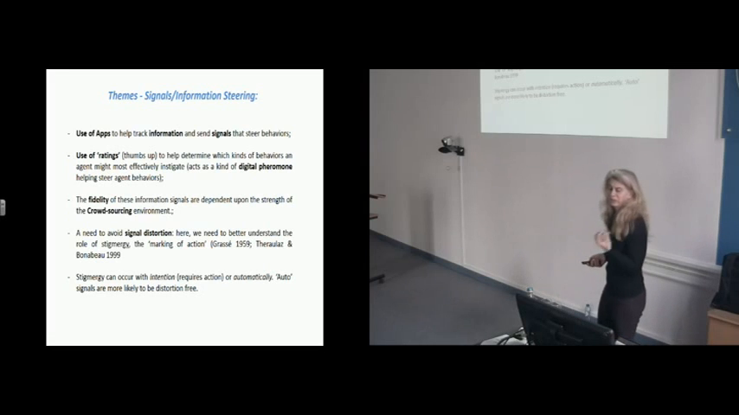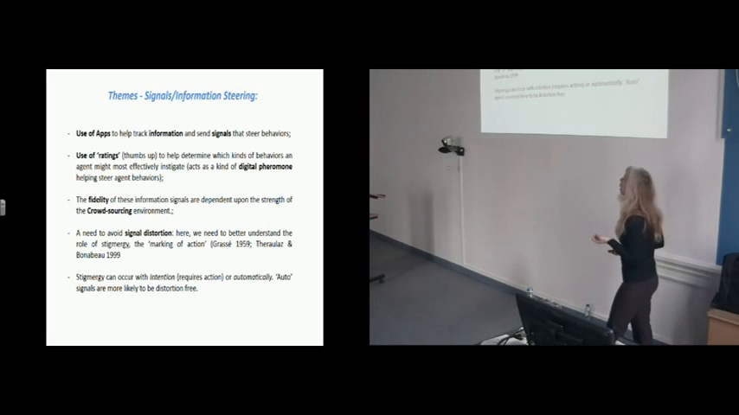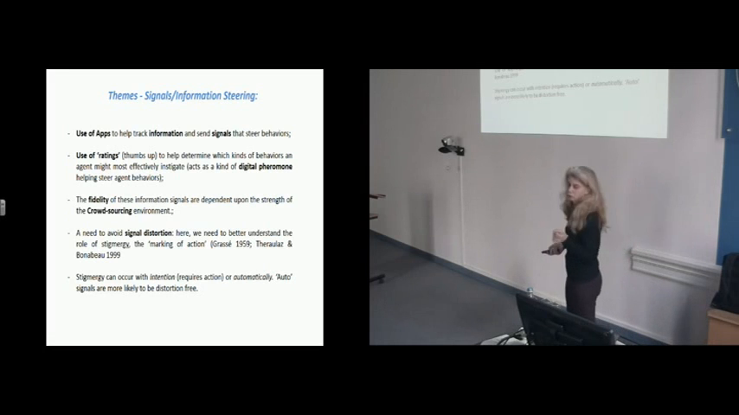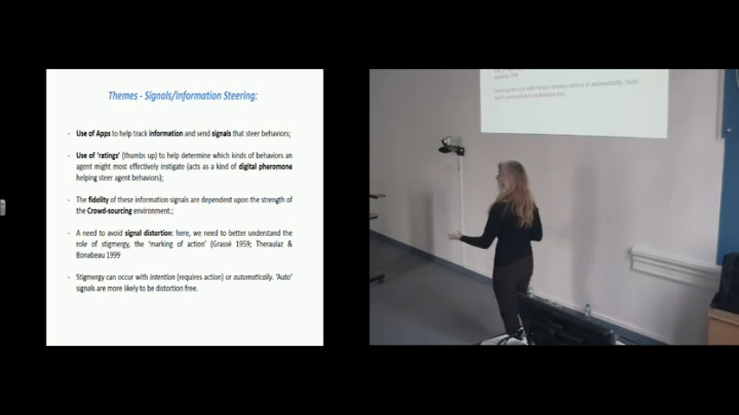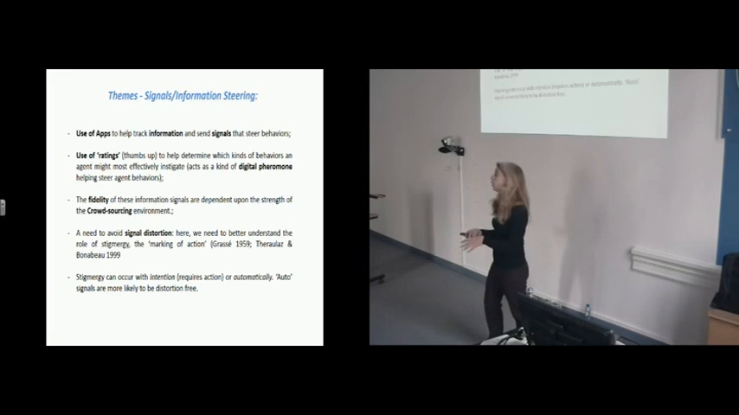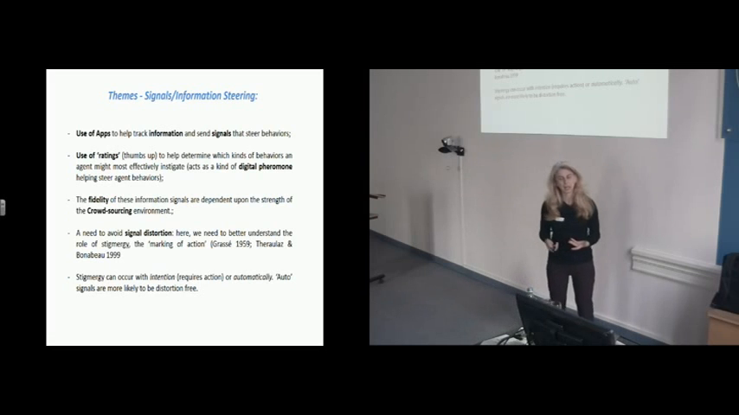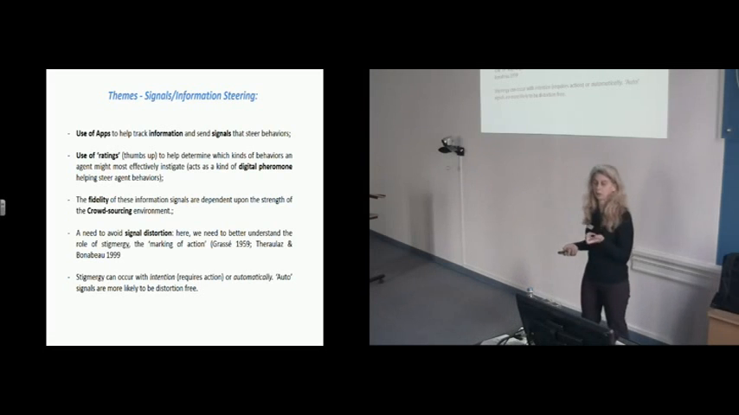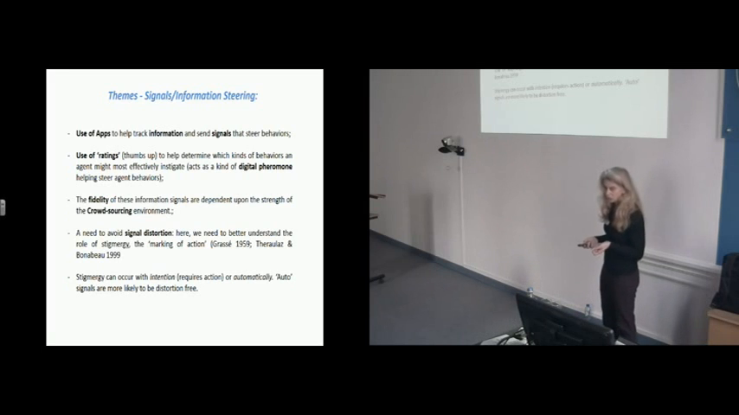Themes as well in terms of signals and information steering. So often my students have been using apps to track information and send signals that steer behaviors. There's also this idea of using ratings, thumbs up or thumbs down, to help determine what kinds of behaviors are being approved by the public. So, for example, if we're going to test tactical interventions, how could we crowdsource through thumbs up, thumbs down, whether a tactical intervention is regarded as being successful or unsuccessful? And this acts as a kind of digital pheromone that helps steer agent behaviors.